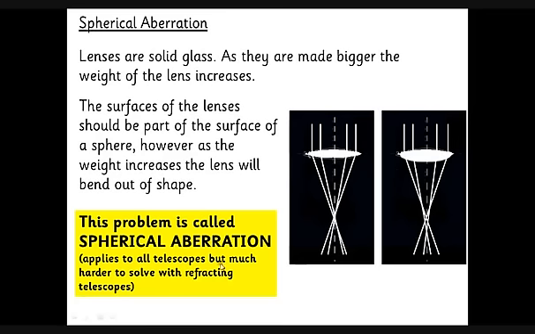Now this is a problem for lenses and for mirrors, because if the mirror isn't the right shape, again, it won't all focus the light to one point. But the difference is with a mirror, you can put lots of support behind the mirror to keep it in shape, whereas with a lens, you can only really support it around the edges. If it's a glass lens, it's got to be quite thick and they get very heavy. And this is really the thing that limits the maximum size of a refracting telescope.